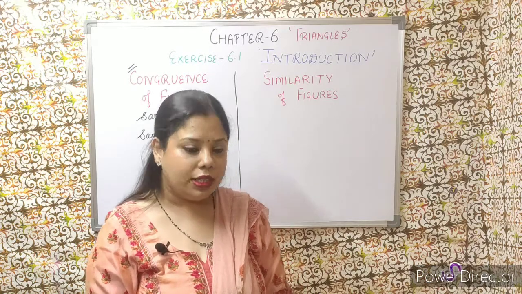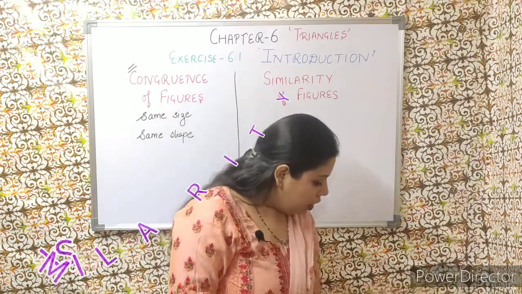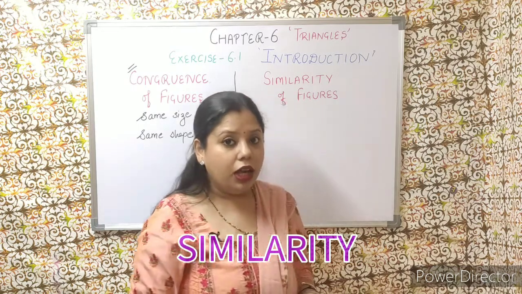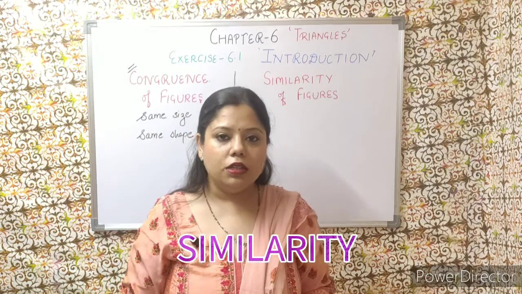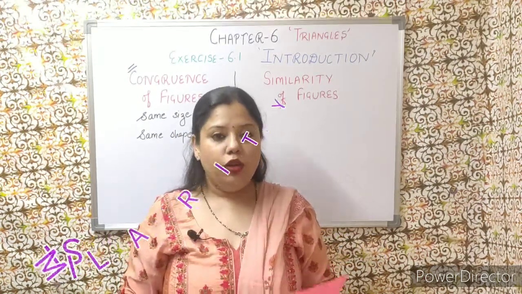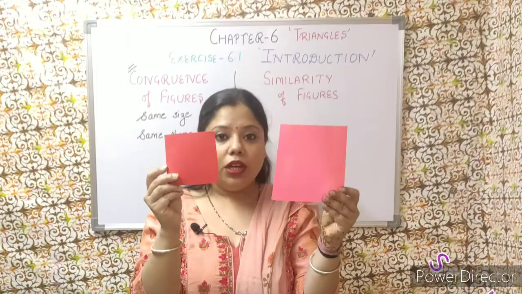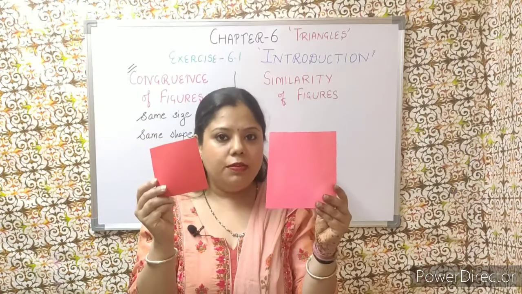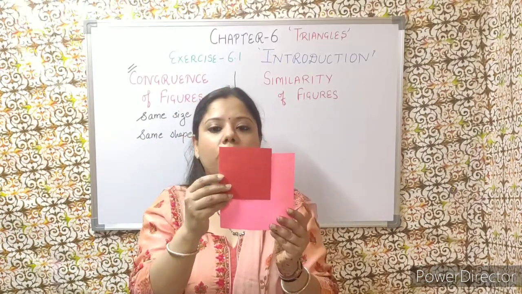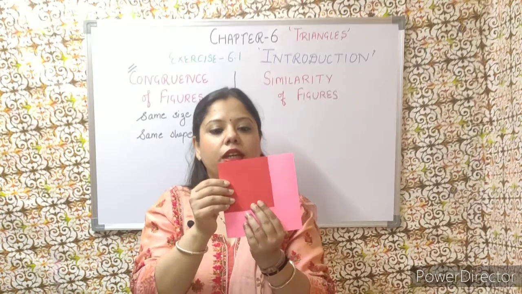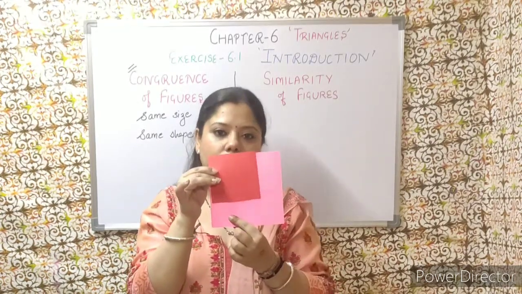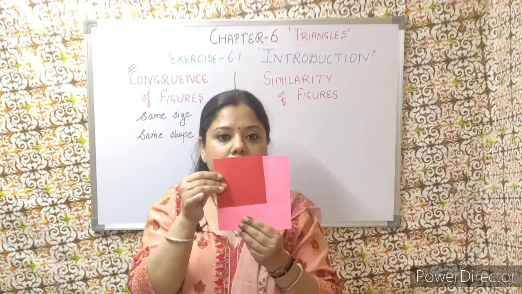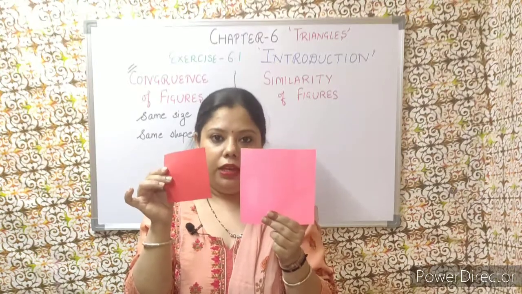Now let's move on to similarity. In similarity, again, we have to compare two same figures. We can't compare squares with circles or squares with triangles. So here I have two squares. Both are squares, so they have the same shape. But are they of the same size? No. When I keep them over each other, they can't cover each other. The bigger one is not covered by the smaller one. So what is this? This is the example of similarity.